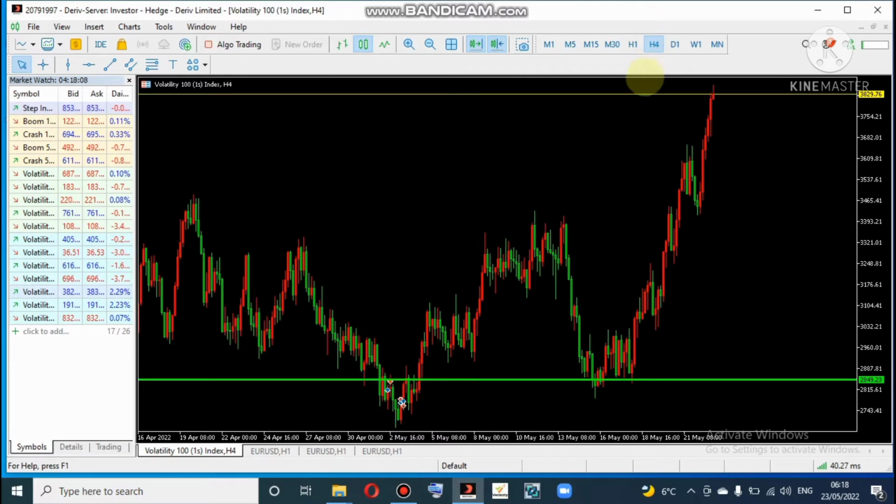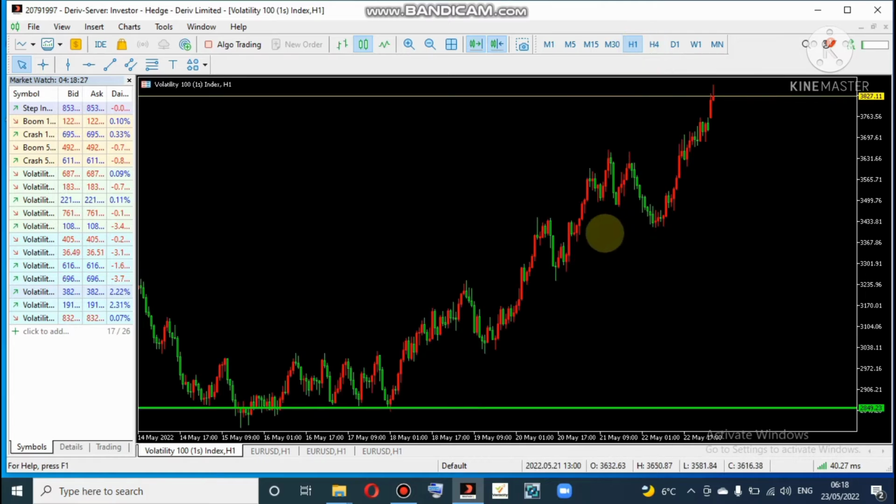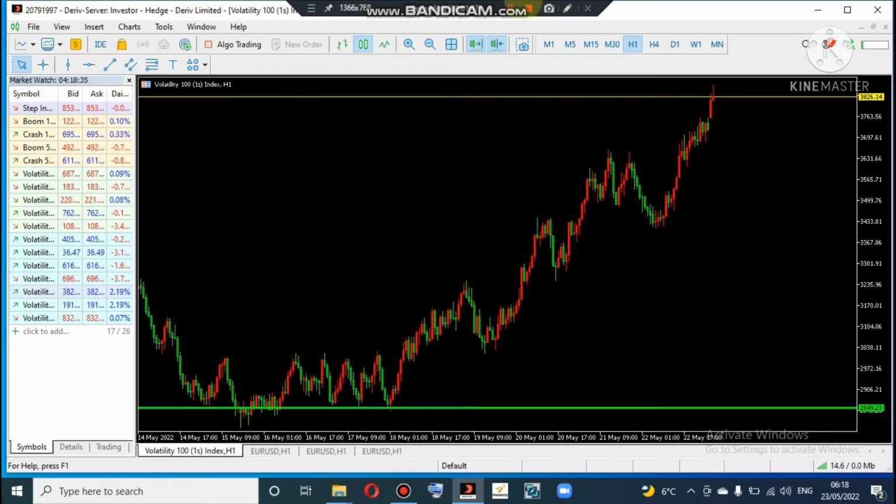Okay, let's go to H4. On H4 we got this. Price, the more ikupu ends, I'm a pullback, as you can see. Look at this now. I'm expecting the price to come back here before it appears. Let's go to 1 hour. Sorry, this is what I'm talking about.